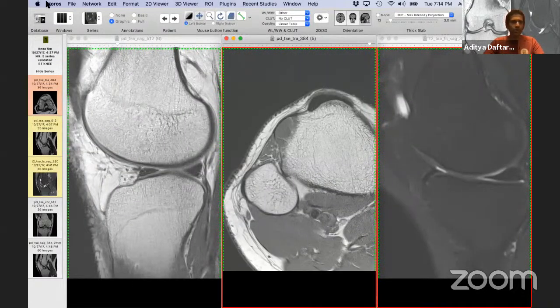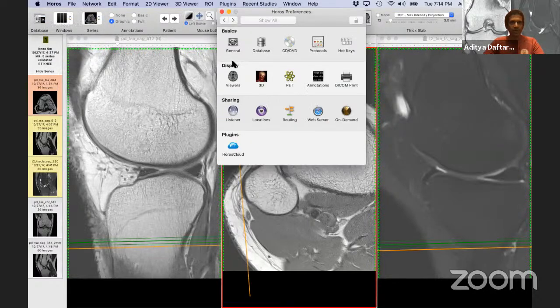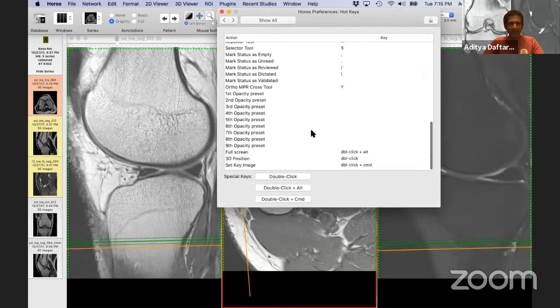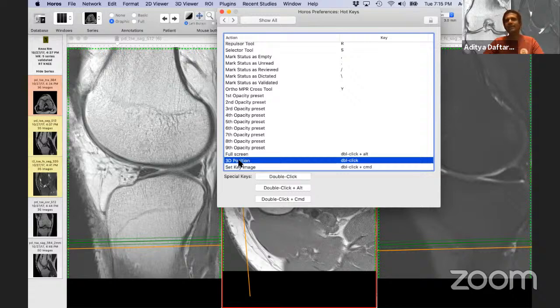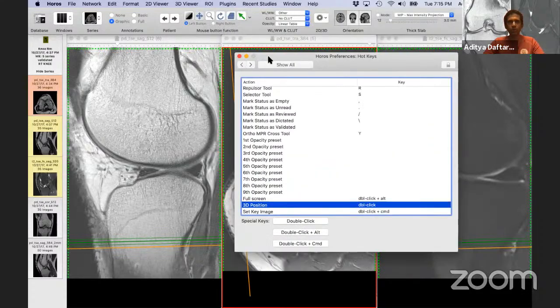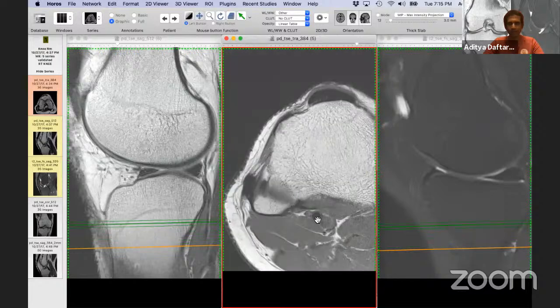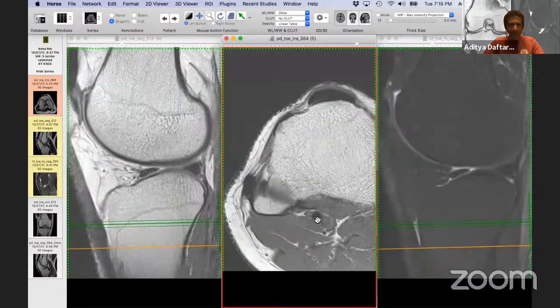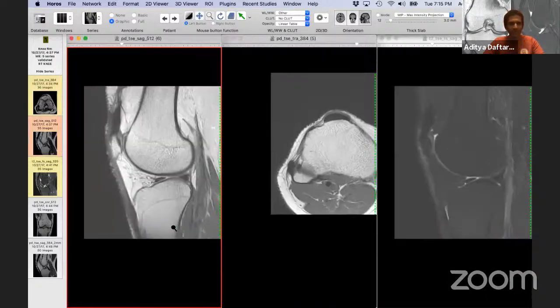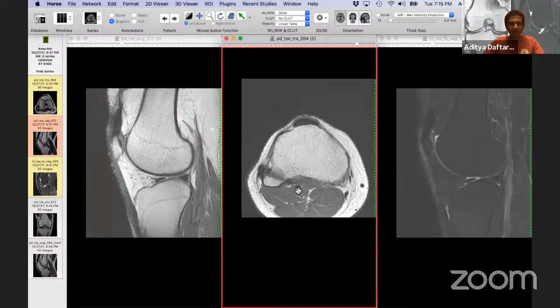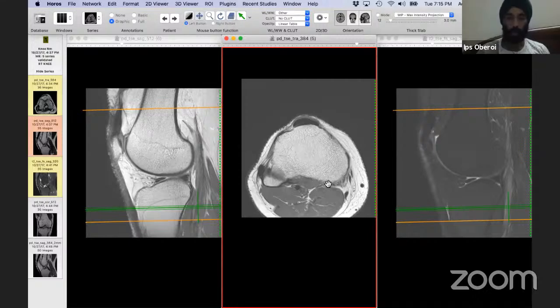And when you go into your Horos preferences and you go into an area called hotkeys, which is here, I have set it up so that if you look at double click, there's a function called 3D position. And I put it on double click. So if I, for example, see something over here and I want to know, where is this structure? I double click on it. What it does is it shows me a crosshair on exactly the same structure here and here. So it gives you coordinates and allows me to 3D triangulate.